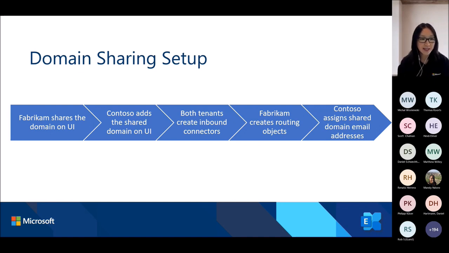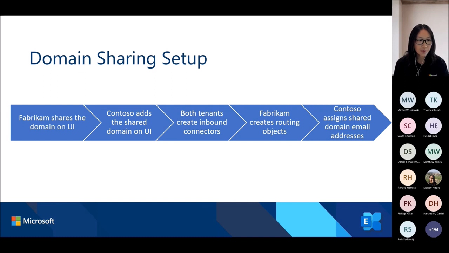So after the feature is enabled, the tenant that wants to share the domain, which using the example in the demo is Fabricam, can simply go through the setup wizard and share a custom domain with the tenant. Then the tenant that the domain is shared with, which in this case is Contoso, needs to add the domain once the invitation is sent. So you can see the domain sharing feature requires some level of collaboration between the Fabricam and Contoso admins.